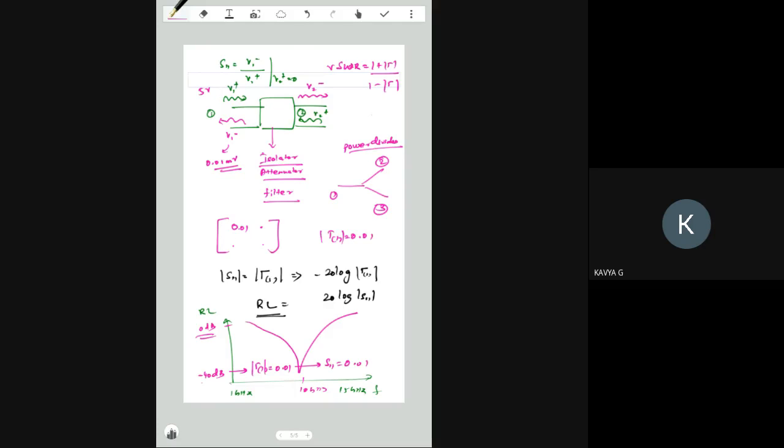VSWR is 1. Typically I should get 1, but practically I will get more than 1. So worst case is infinity. I think we have seen that VSWR. So the return loss, gamma, S11 are related. You can easily understand these all are conceptually related.